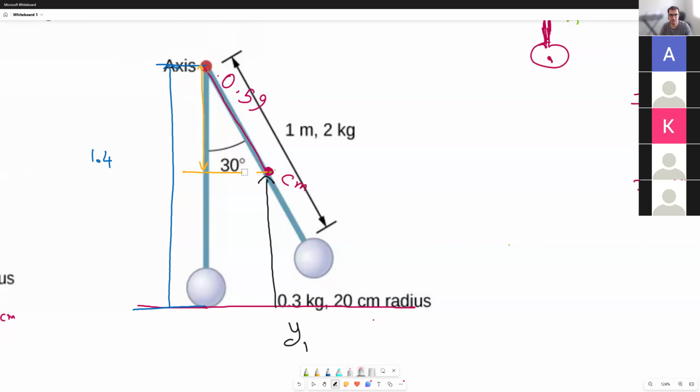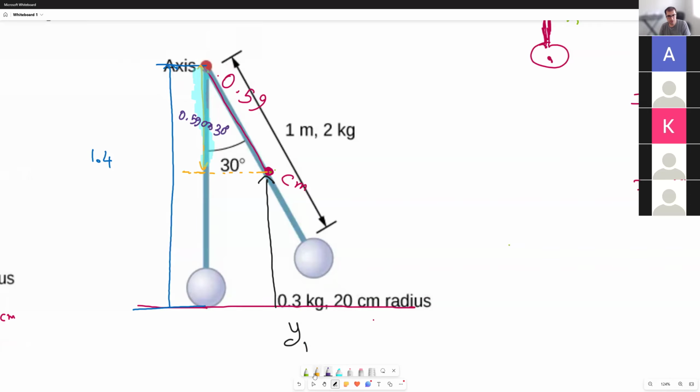How much is that? How much is this yellow length? 0.59 cos 30. Exactly, Anthony. This is 0.59 cosine of 30 degrees.